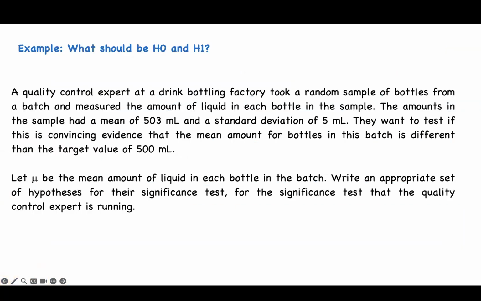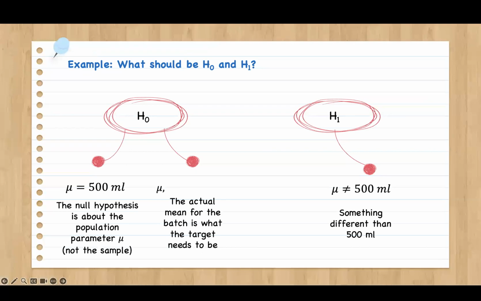Take an example here. I would like to pause here and you will read it by yourself. So you are going to have your null hypothesis and alternative hypothesis. The null hypothesis is about the population parameter, mu. Mu is not the sample. It is the average amount of liquid in the bottles in the batch. Mu is the assumption of 500 milliliters. It is the actual mean for the batch and is the target it needs to be. So we write mu equals 500 milliliters.